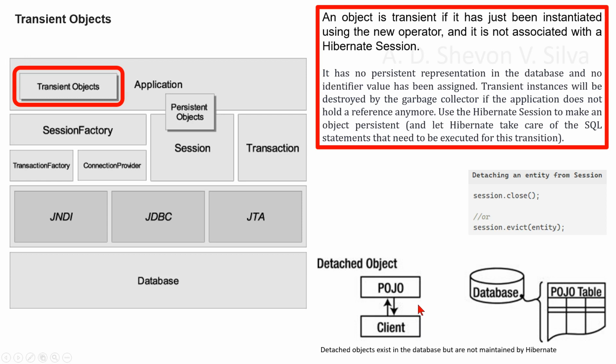A detached entity can be created by closing the session that was associated with it, or by evicting it from the session with the call to the session's evict method. Here you can see detaching an entity from session. Or here, this temporary separation of the entity and database is shown in this image here.